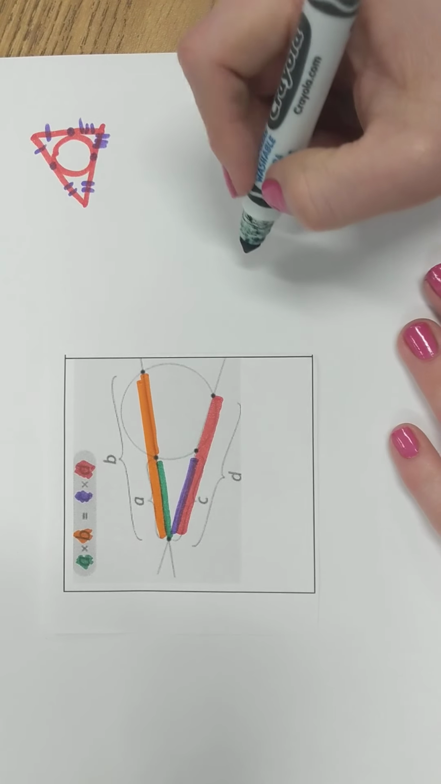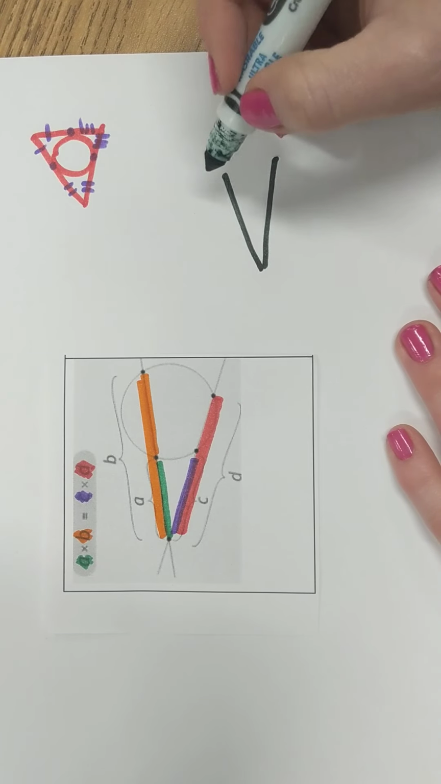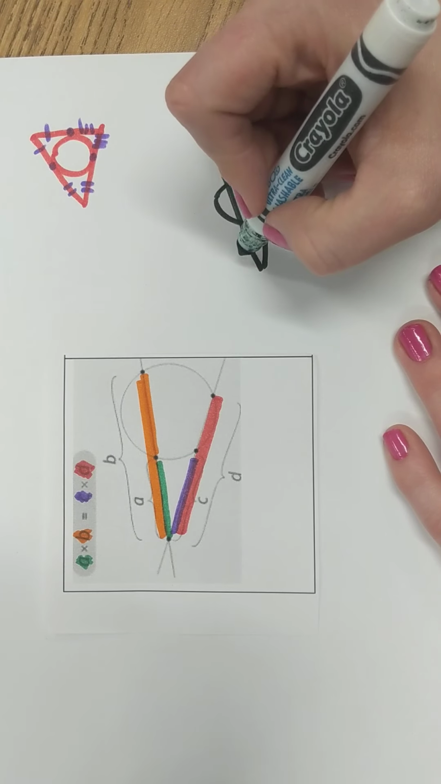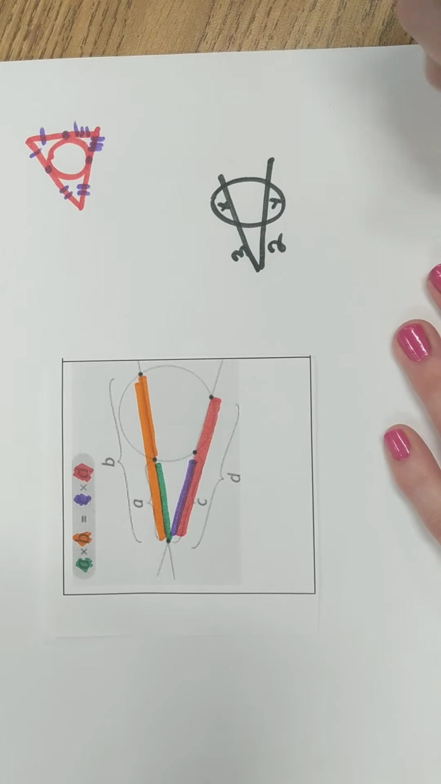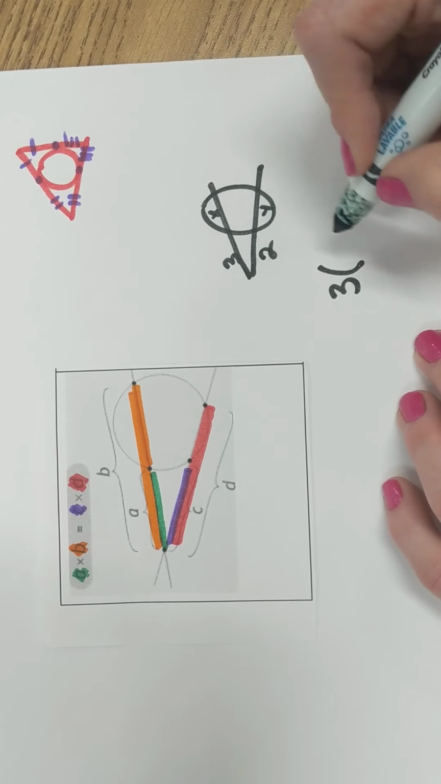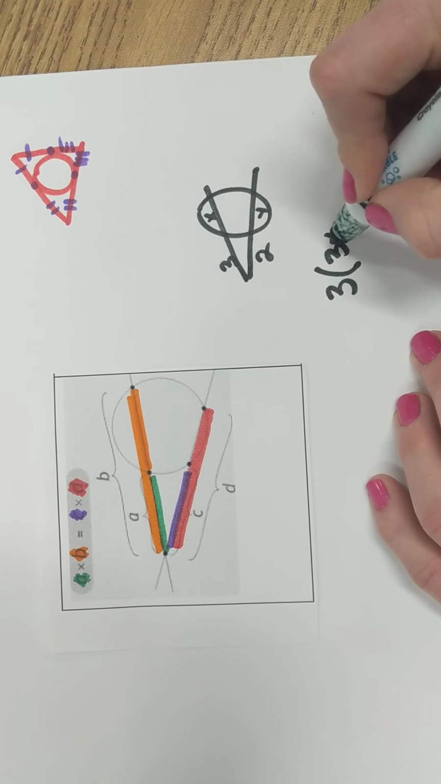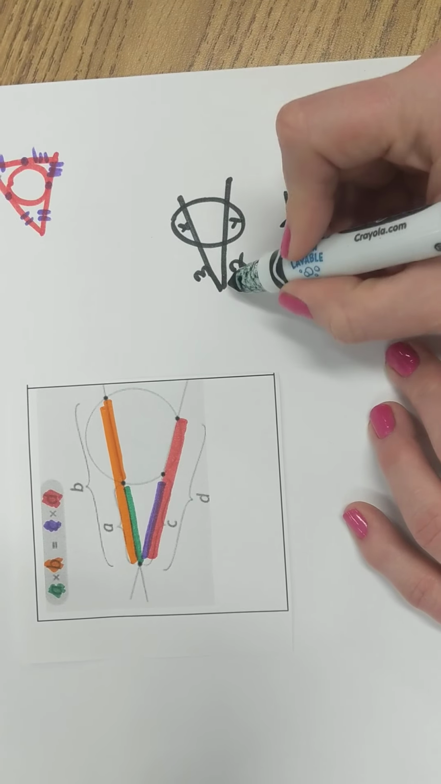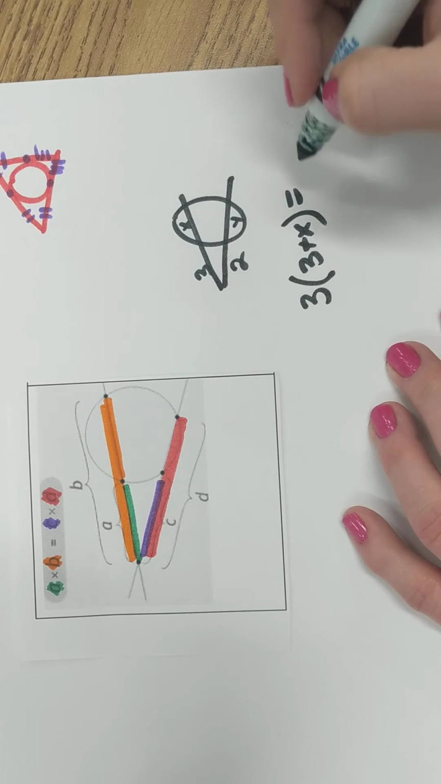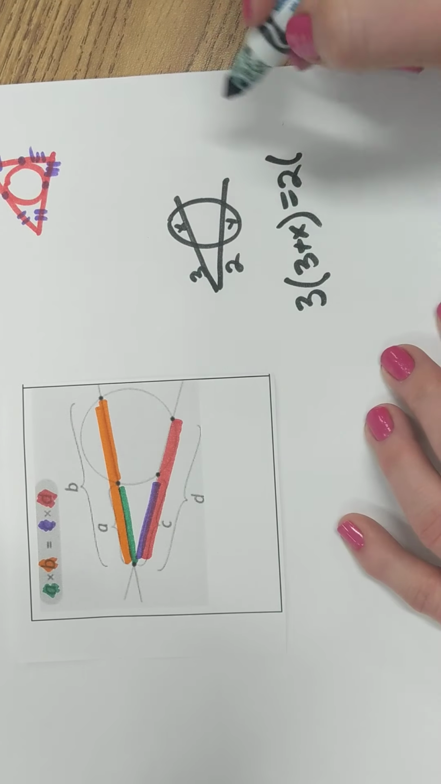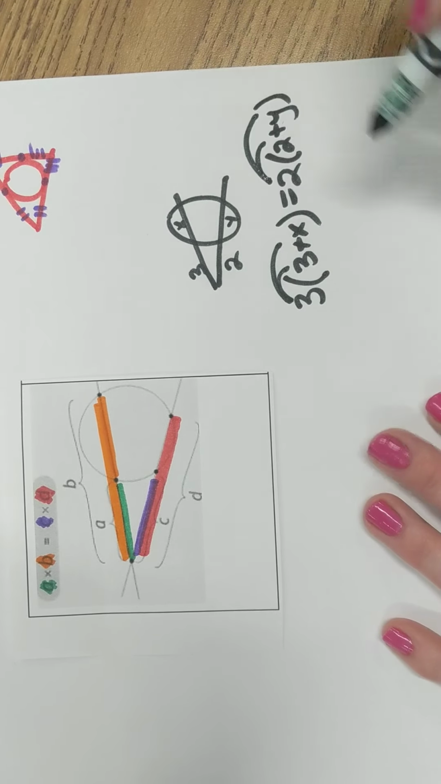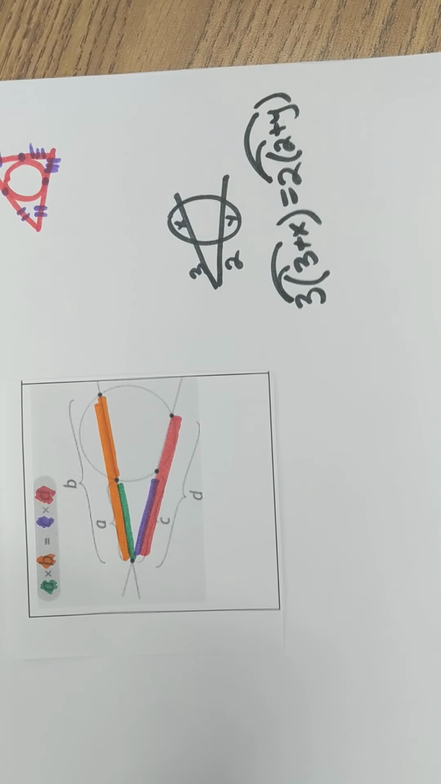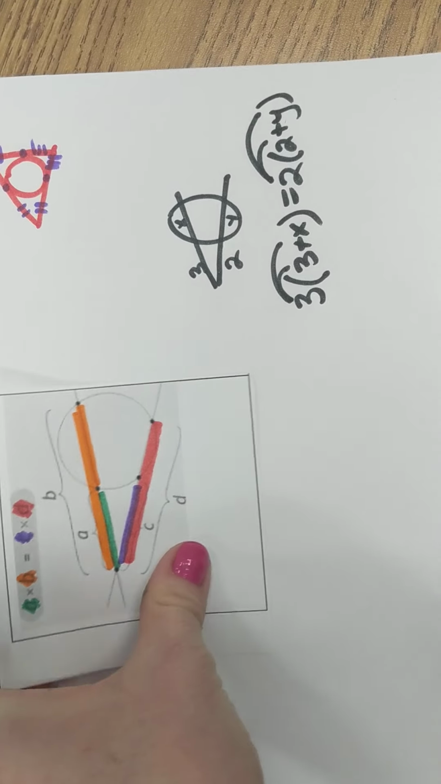A good example would be if they tell you that this is 3 and this is X and this is 2 and this is Y, we would say 3 times the whole thing, 3 plus X, equals 2, the outer part, that's this purple part, times the whole thing, the whole red part would be 2 plus Y. So you have to put it like that, and then you'd have to distribute this. And of course you couldn't solve this because I have two different variables, but if you had all X's, you could put it together.